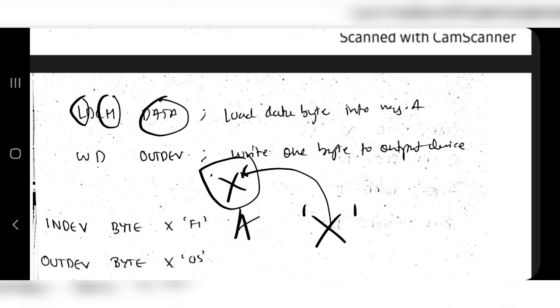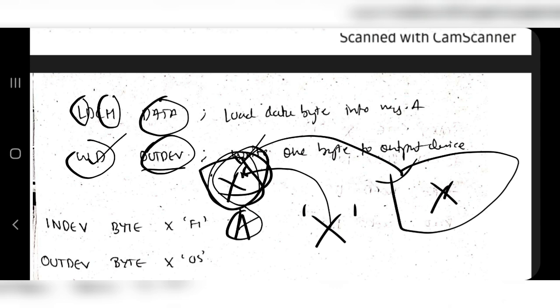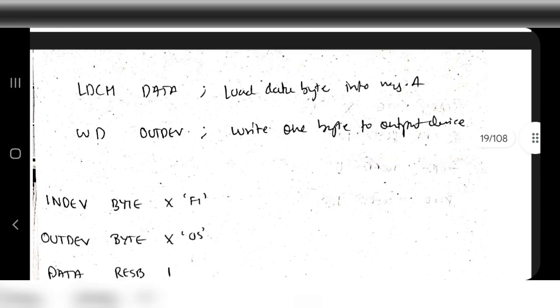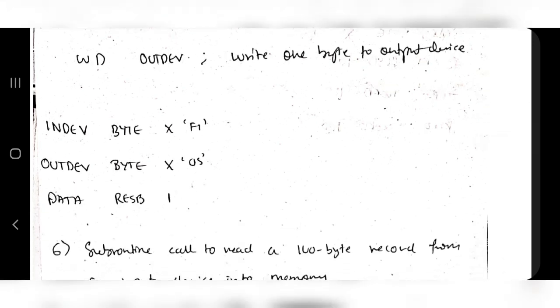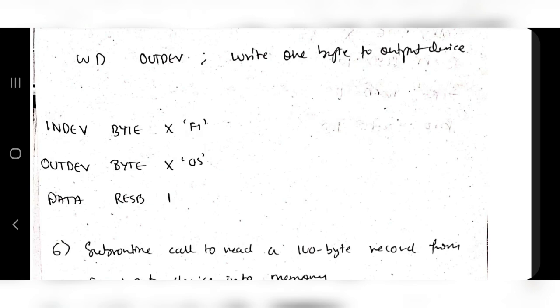And WD means write from register A, whatever is stored here, to the output device. Output device means the monitor. Whatever is present here, which is X here, X will be displayed on the monitor. Okay, so instead of X and all, what is specified here is indev is specified as F1. So F1 is getting pressed on the keyboard, that is getting stored in data, and from data what is getting displayed is OS. Okay, because that's what is specified in the question.